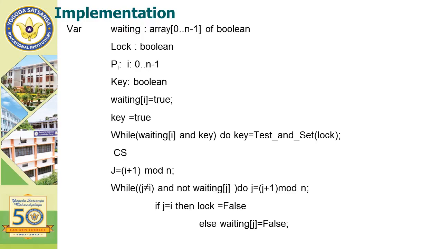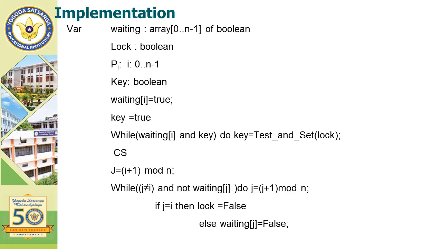Waiting i, that is, waiting 0: if the 0th process wants to enter the critical section, then waiting 0 is equal to true. It is a local initialization. Similarly, the key value is also initialized with a true value. Key is a local variable. Now the code: while waiting i and key, do key equals test and set lock. This code is executed to enter into the critical section. This is the code for entering the process into the critical section.